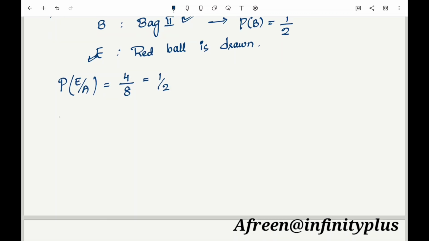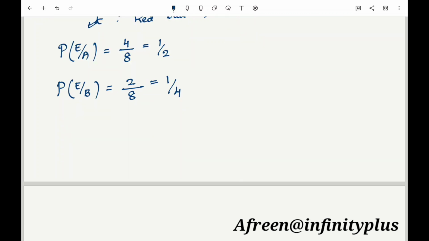And in a similar manner, the probability of a red ball drawn from bag 2 is equal to, how many red balls are there in bag 2? It is 2, divided by the total number of balls, 8, which is equal to 1 by 4. Now what are you going to find? You are going to find the probability that the selected ball is from bag 1. So probability of A given E we have to find.